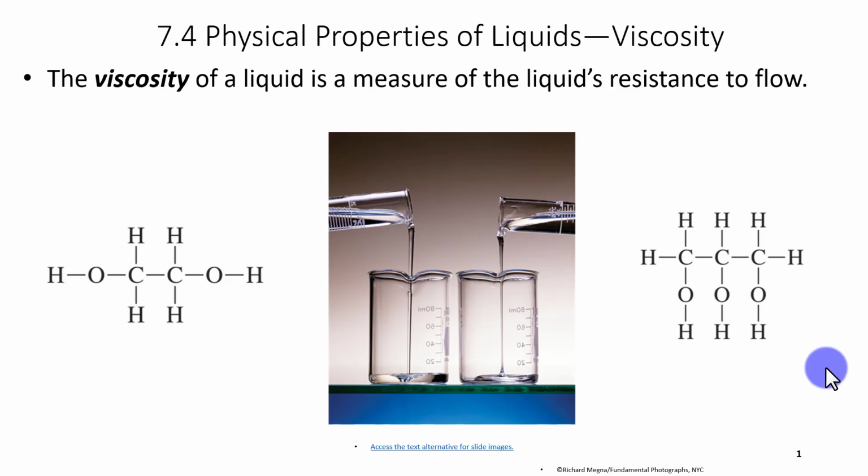In this video, we are going to talk about properties of liquids. The first property that we're going to talk about is viscosity. What is viscosity? Viscosity is a measure of how easily the liquid flows. So does it have a high resistance to flow or low resistance? The higher the resistance to flow, the higher the viscosity is, the more viscous the liquid is.